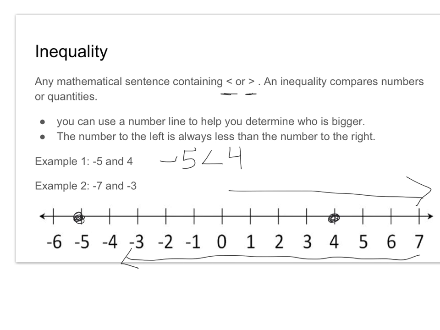Example 2. We have negative 7, which would be over here, and negative 3. With negatives, it's a little trickier, but we know negative 3 is more to the right. So negative 3 is going to be greater than negative 7. It's closer to 0, so you're getting out of debt, but it's also more to the right.